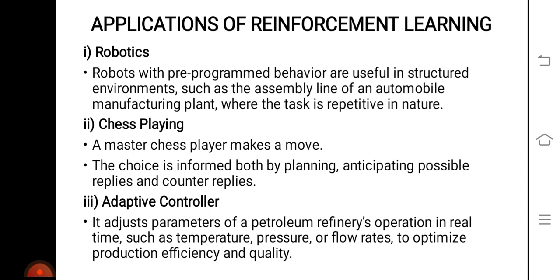And chess playing also: a master chess player makes a move. What is the next move? What will be the best move? When we are moving this or that, whether it will lead to victory or not. So for that we are giving so much training data. The choice is informed both by planning, anticipating possible replies and counter replies.